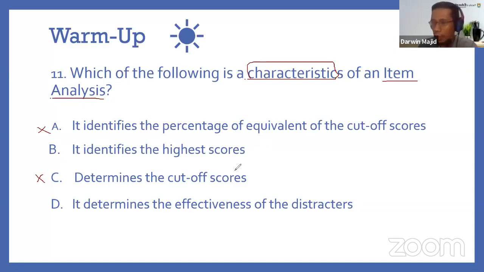Okay. Definitely, if you perform very well, then you will have the highest score. But we're talking about an item. So when we talk about an item, ano ba yung part ng item na meron? The test question and what? The choices. The test question and the choices. So the answer is letter D. Okay? Why? Because it determines the effectiveness of the distractors, no?